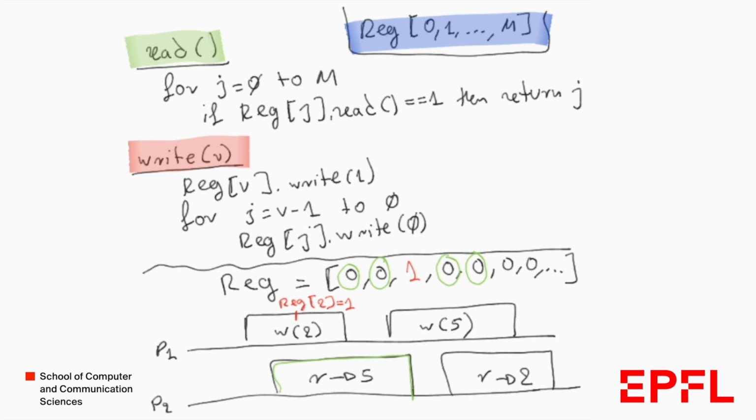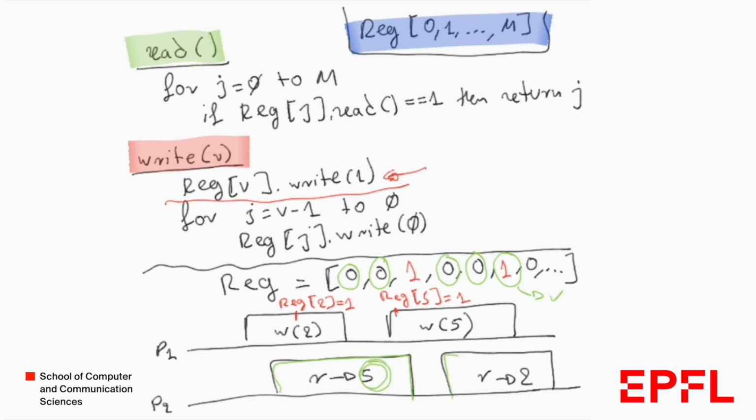And now consider that this time process P1 performs the second write, where it writes 5, and at some point here performs this write. So this write is kind of here. So it also writes in this array. It writes 1 here in this array. Now when process P2 continues, it will come here and it will see there is 1. Since there is 1 here, this will return 5.